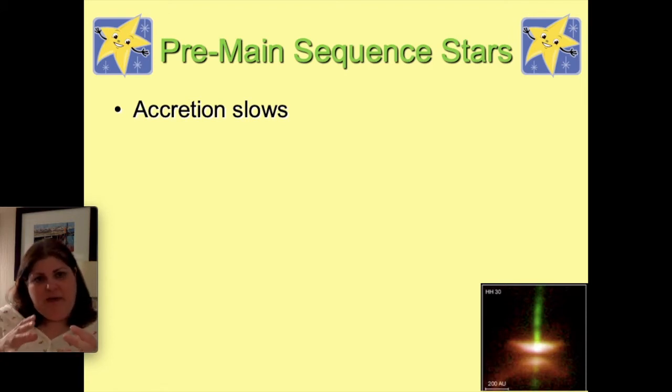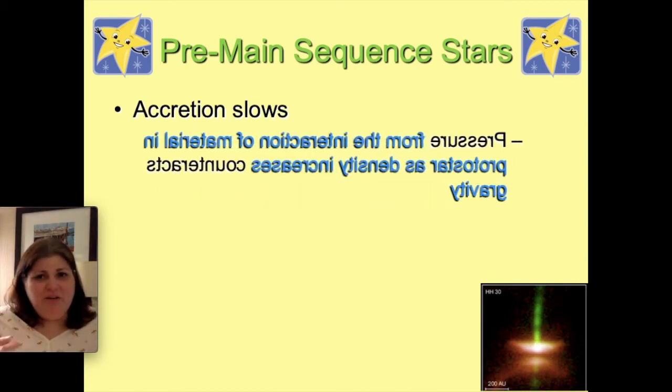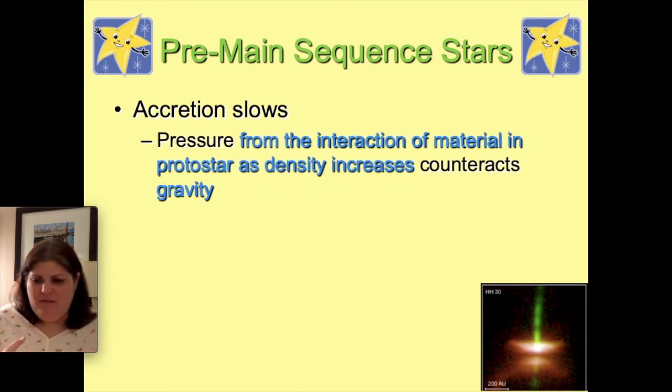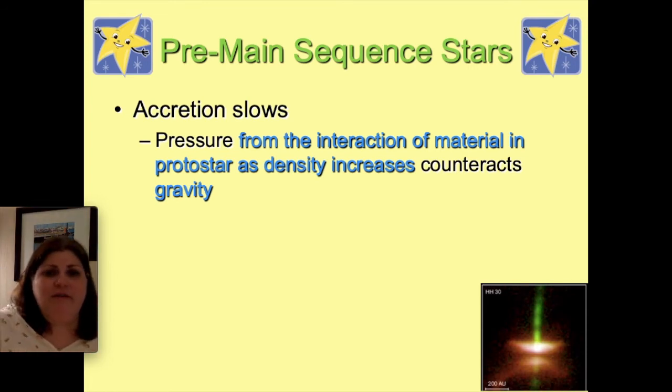As more and more matter accretes and comes into the star, it gets denser. And with the density of the material, the particles are bouncing off each other and hitting each other, and the pressure from that material as it gets denser and denser is counteracting gravity.